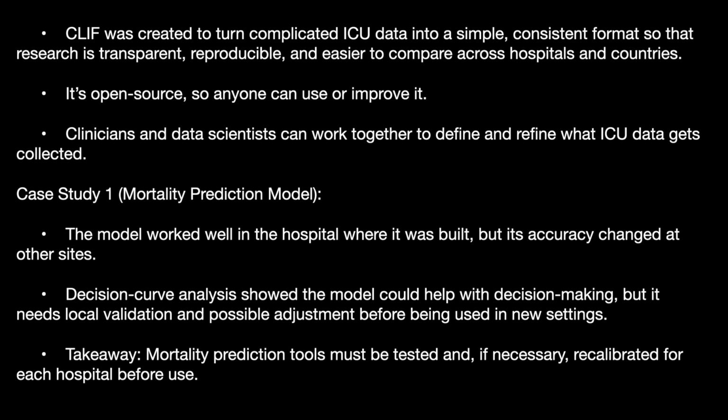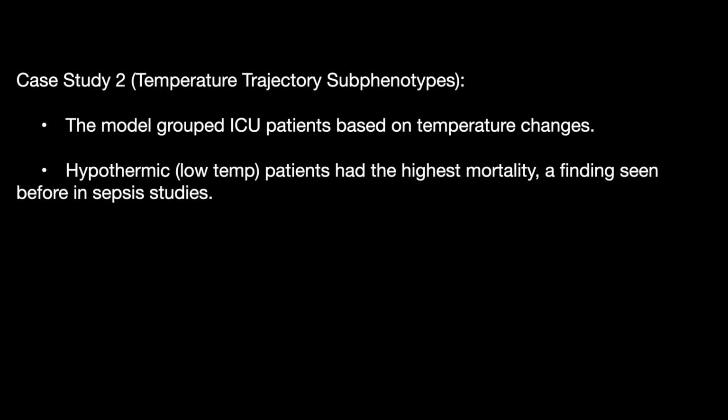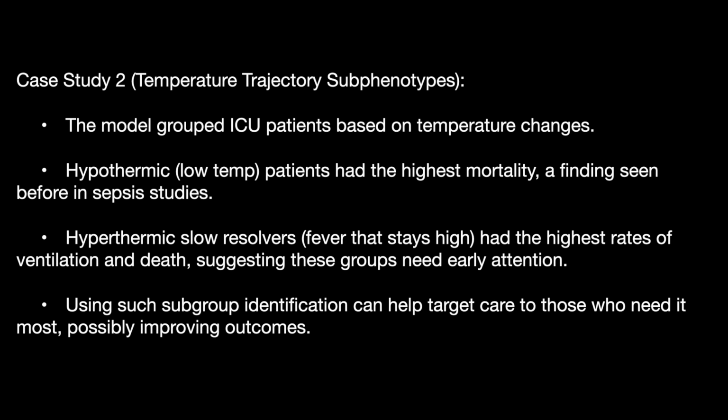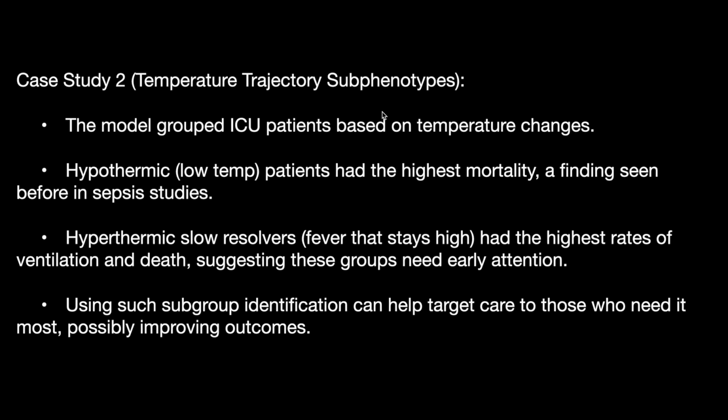So the takeaway is that the mortality prediction tool must be tested and, if necessary, recalibrated for each hospital before usage. Study 2 is the temperature trajectory subphenotype. The model grouped ICU patients based on the temperature changes. Hypothermic, low temperature patients had the highest mortality, a finding seen before in sepsis studies. Hypothermic slow resolvers had the highest rates of ventilation and death, suggesting this group needed early attention. And using such subgroup identification can help target care to those who need it the most, possibly improving the outcomes.